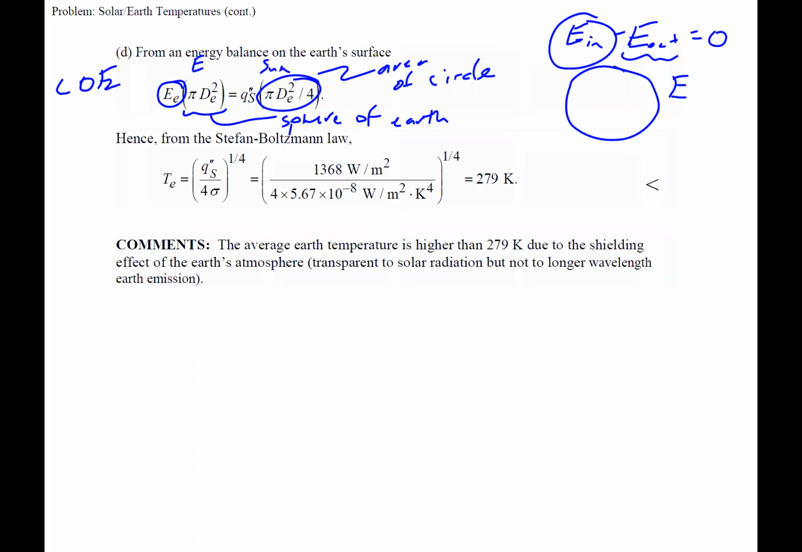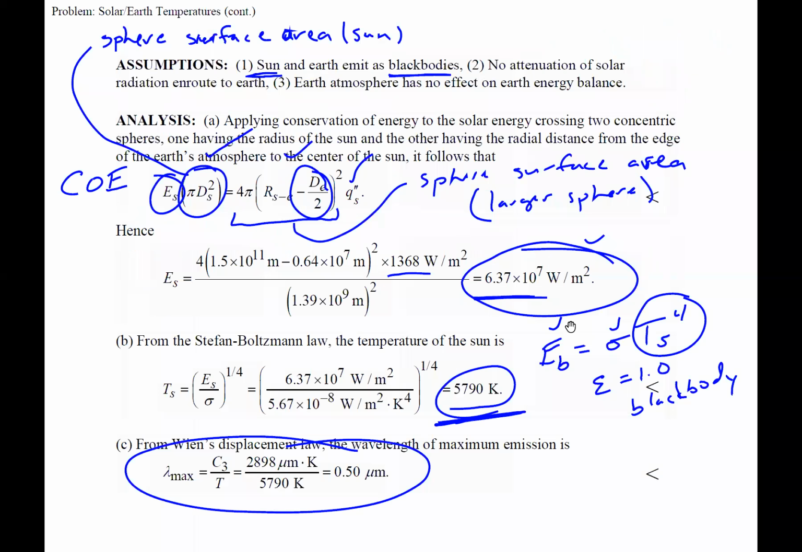Last equation we have then is the emission of the Earth is again emissivity, Stefan-Boltzmann constant, temperature of the Earth to the fourth. And the emissivity is 1, because again we're assuming black body. You see that assumption right here.